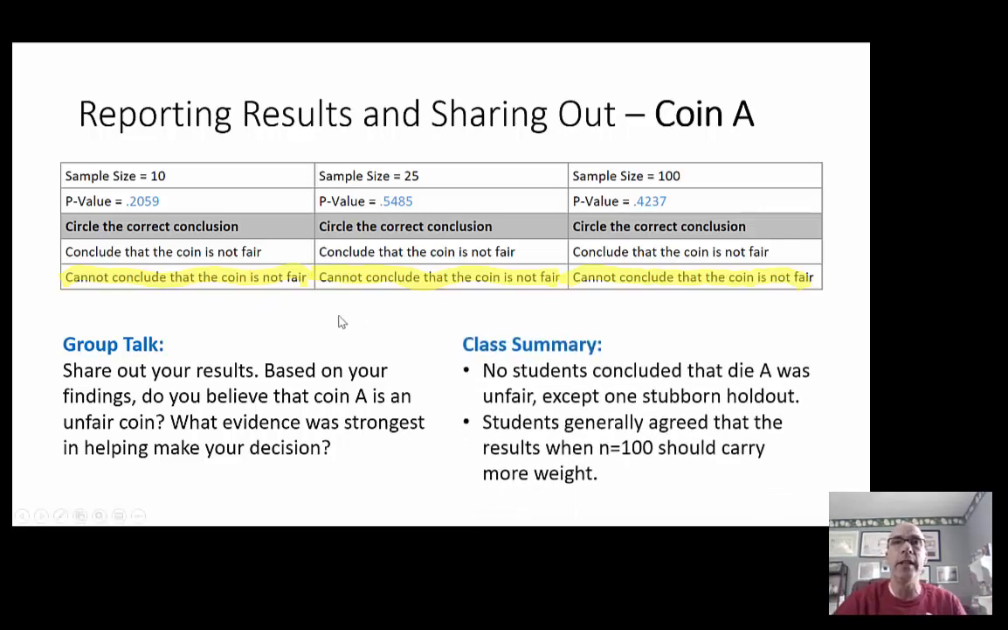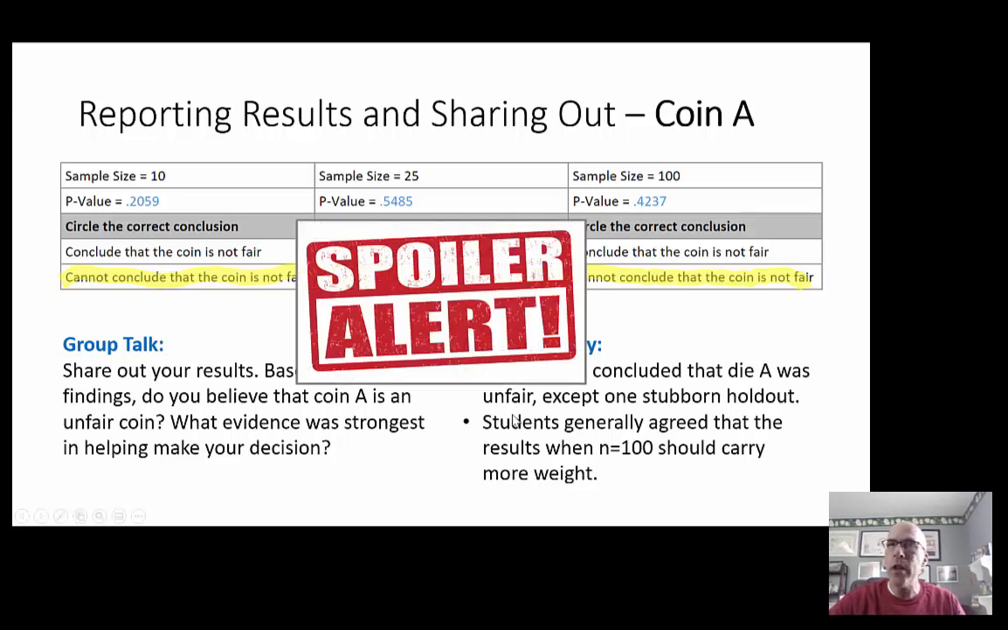First of all, no students concluded that coin A was unfair except for one stubborn holdout. And isn't it great when you have those stubborn holdouts who really want to stick to their guns? Students generally agreed that the results when we flip 100 coins should carry more weight than just flipping 10 coins. That's going to be a key takeaway for later. And just a little spoiler alert: we're going to find out down the road that coin A really is not fair. I'll give you that information in a minute.